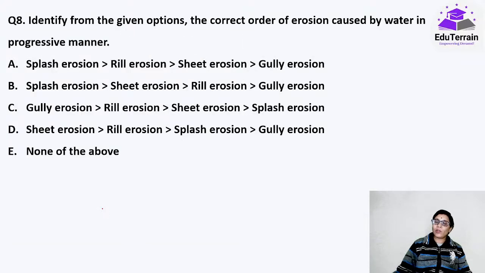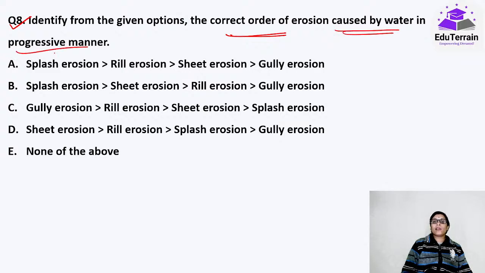We'll go into detail again in some other class. Now moving on to our next question. Identify from the given options the correct order of erosion caused by water in the progressive manner. Now when we talk about erosion, what is the first thing that comes to mind?